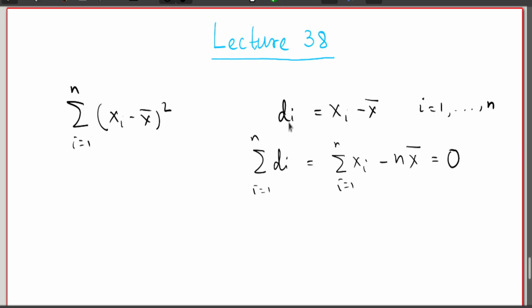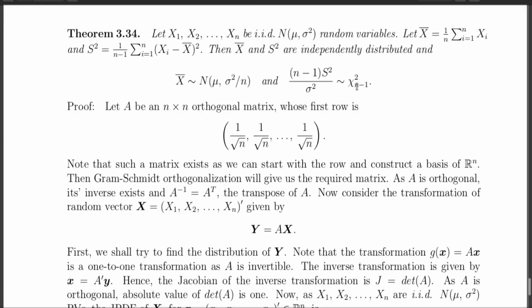So as the summation of all the di's is 0, that basically means that I cannot choose all the di's freely. I can only choose n minus 1 di's freely, and the last di is automatically fixed. So that's why the degrees of freedom in this case is reduced by 1. Okay, clear? That is obviously the intuition behind the degrees of freedom.